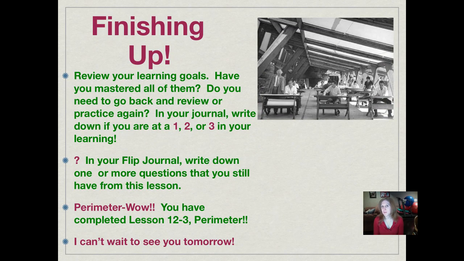Finishing up, I think perimeter is something you did in 4th grade. This should be pretty easy for you. The key to remember is that perimeter is side, side, side. You're adding up all of the sides. If you're still at a 1, though, write that in your journal. If you're at a level 2 in your learning, you've almost got it, but you're still making some mistakes, write that down. And if you're a 3, you've got it, you're ready to try some more challenging stuff, come back tomorrow and we will try that more challenging stuff.